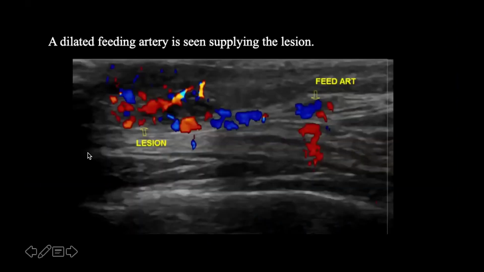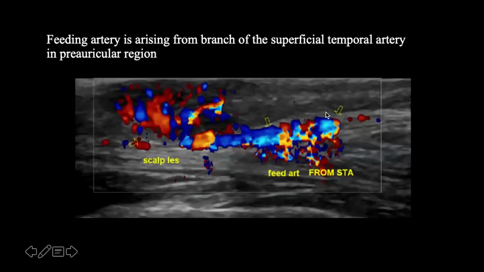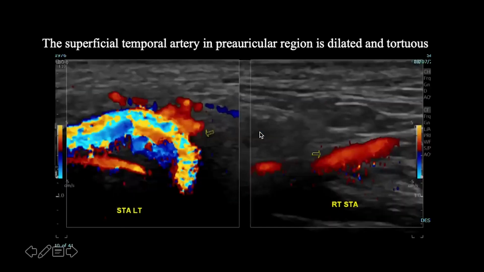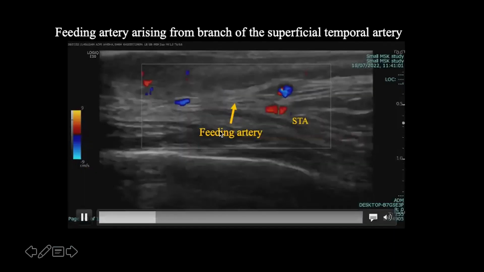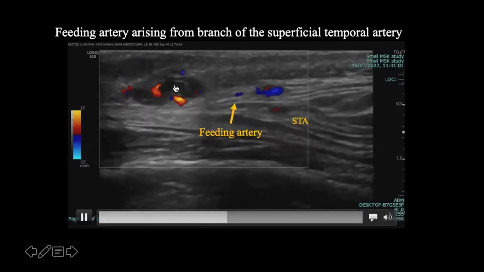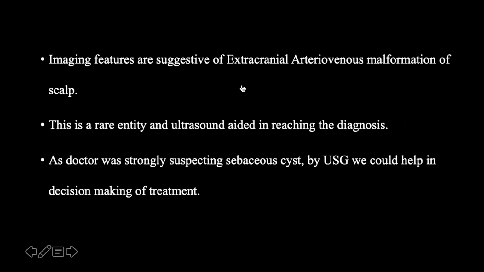So in this patient, because it was very superficial, the lesson is that you should put very less pressure on the probe, and a lot of gel. And what I could see was a feeding artery which was leading to this lesion. And this was coming from the superficial temporal artery in the preauricular region. So I compared both the sides. This side, the symptomatic side, was a dilated and tortuous superficial temporal artery. As you can see, this feeding artery was coming till the lesion.